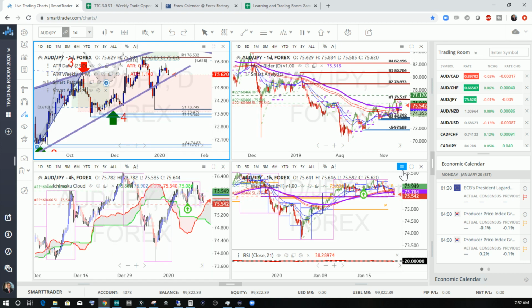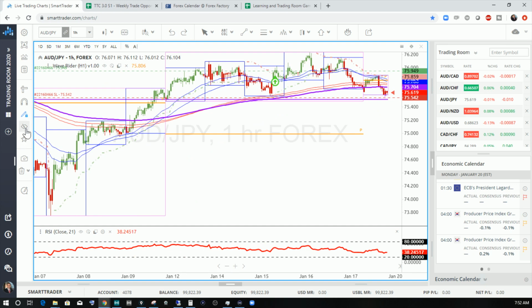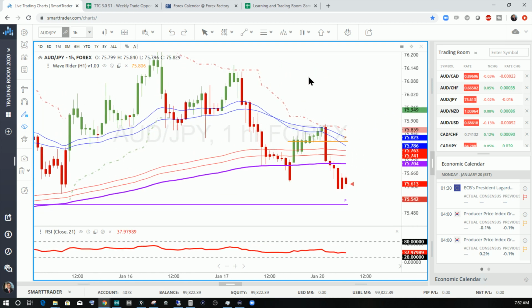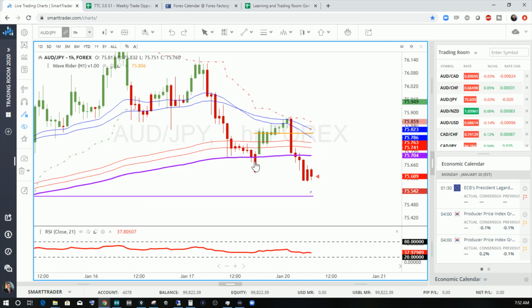Let me take a look at the lower time frame. And here is the lower time frame. We can see this was the gap that we spoke about over the weekend.